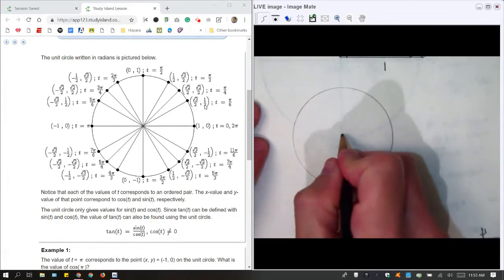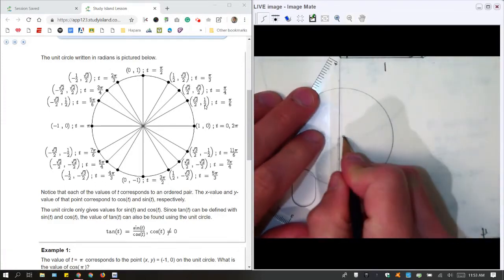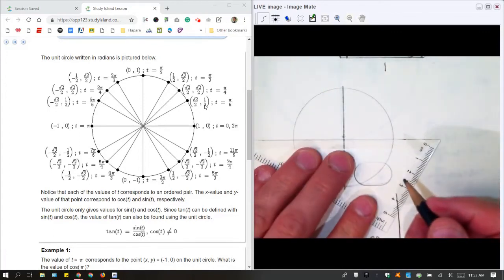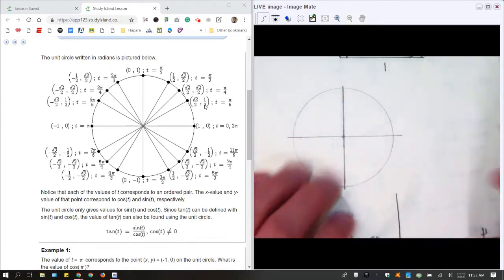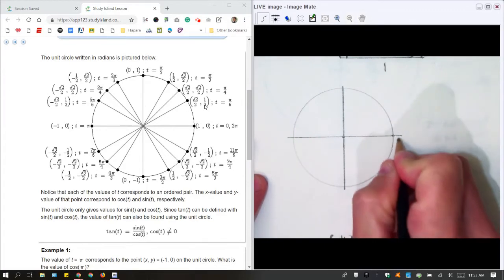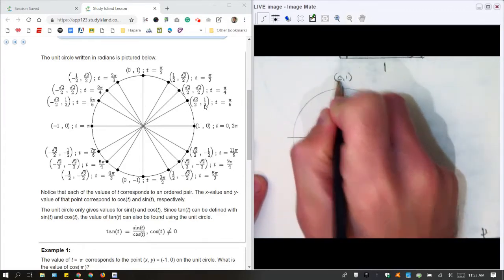And again, in our unit circle, we have a center. And I'll say we have a y and an x-axis. Okay, so we have our unit circle again. Remember that this is (1, 0), and this is (0, 1), etcetera.